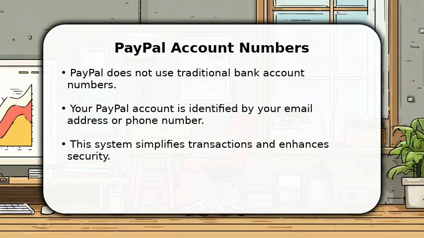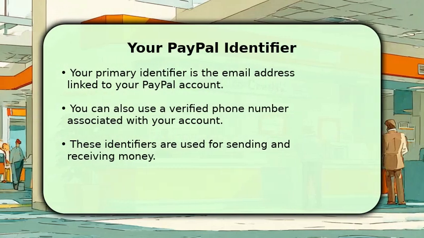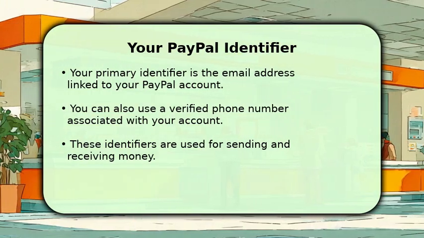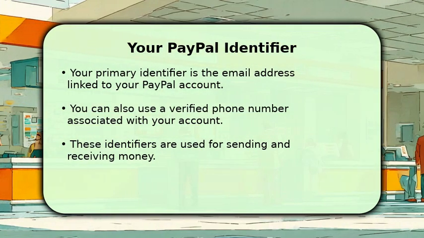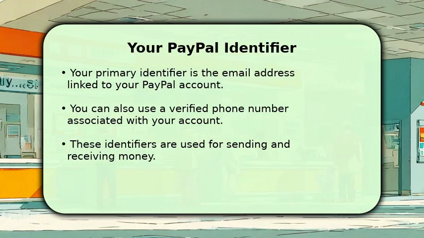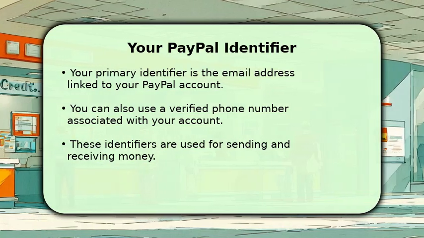Your primary identifier for all PayPal transactions is the email address linked to your account. When someone wants to send you money, they will use this email. Similarly, you can also use a verified phone number associated with your account as an alternative identifier.